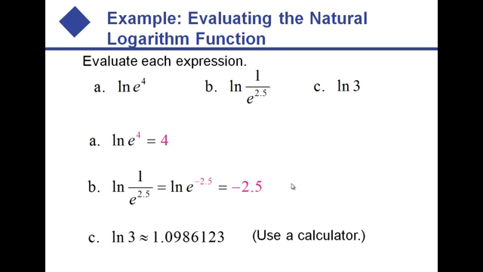Now we can evaluate some expressions that involve natural logs and e's. E to what power equals e to the 4th? And you go, duh, it's 4. E to what power equals 1 over e to the 2/5? Well, that's e to the negative 2/5, so we get negative 2/5. And the last one says e to what power equals 3, and we would have to use a calculator. You can just type in natural log of 3, and you get that number.